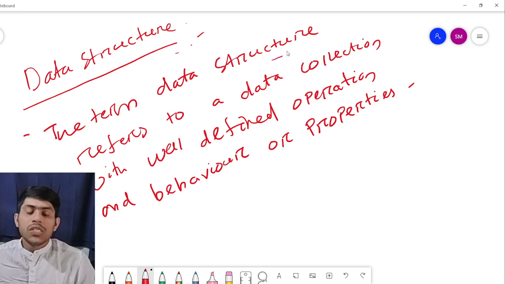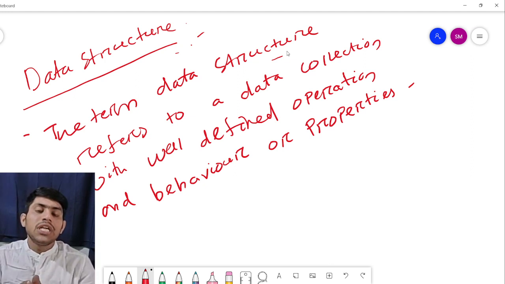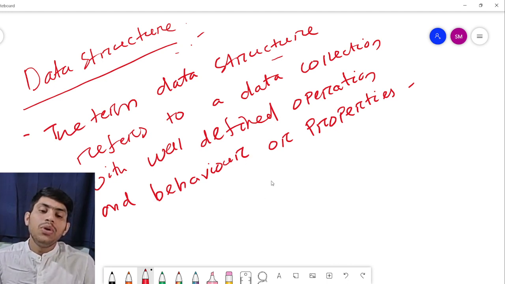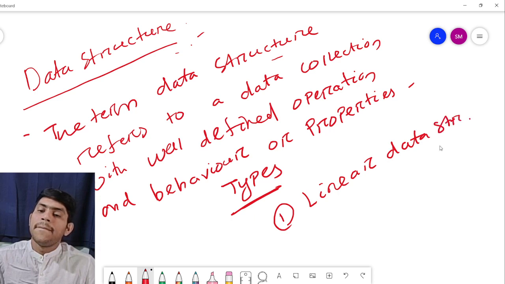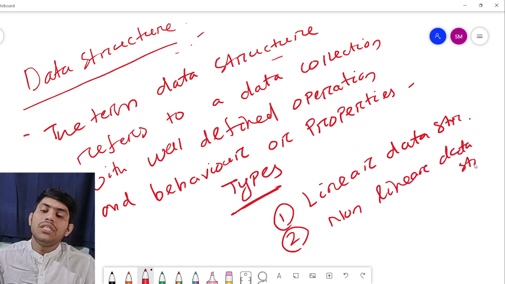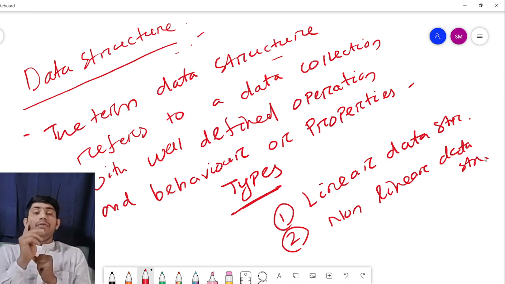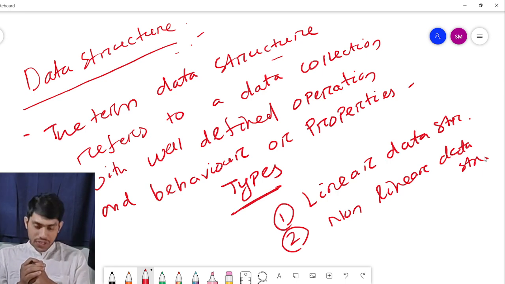Okay. So, based on the different data concepts, they have divided the data structure into two parts. If we go to their types, one is the linear data structure, and the second one is the non-linear data structure. So let's see what is the meaning of linear data structure and what is the meaning of non-linear data structure.